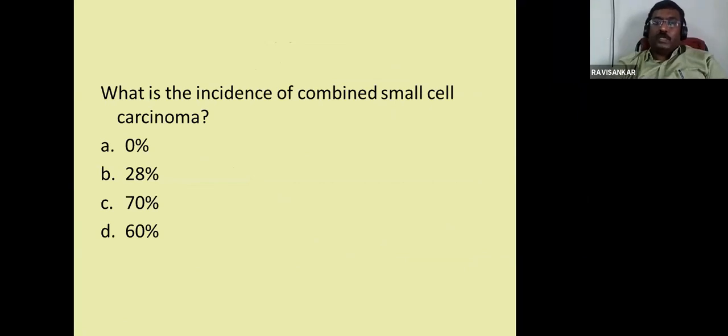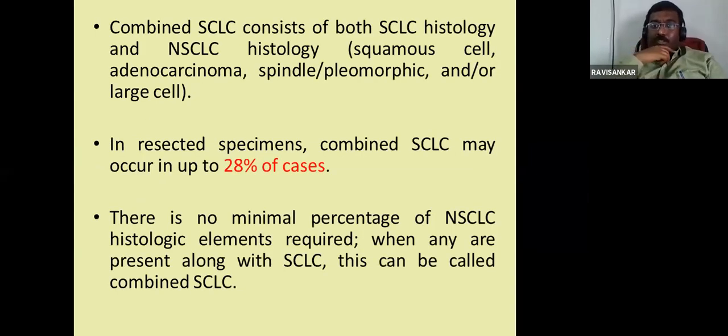What is the incidence of combined small cell carcinoma? Usually combined small cell carcinoma is a combination of small cell lung cancer with non-small cell lung cancer. It consists of about 2 to 8%. This terminology is important. There is no minimal percentage of non-small cell component required to name it as such.